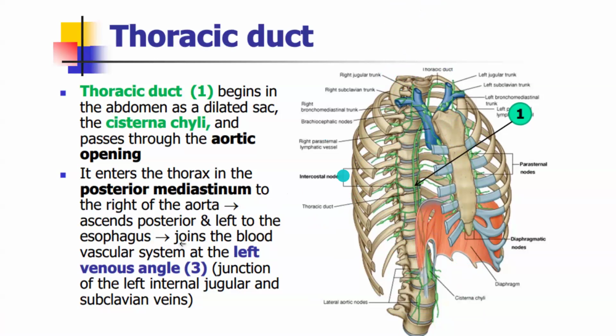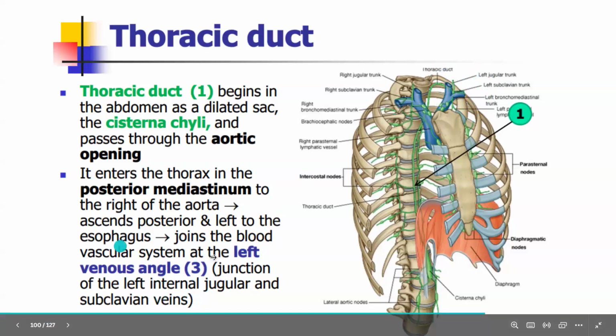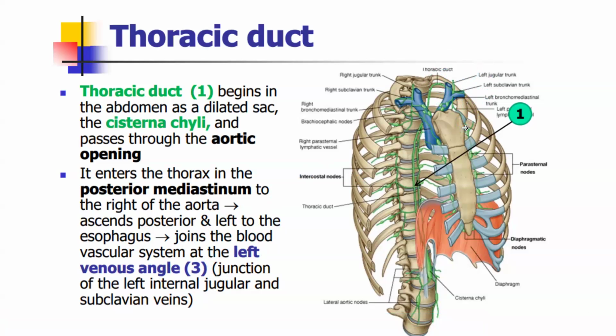It drains into the junction between the left internal jugular vein and the left subclavian vein. And the junction is also called the left venous angle. This is probably high yield for your OSPE too. So please remember it.